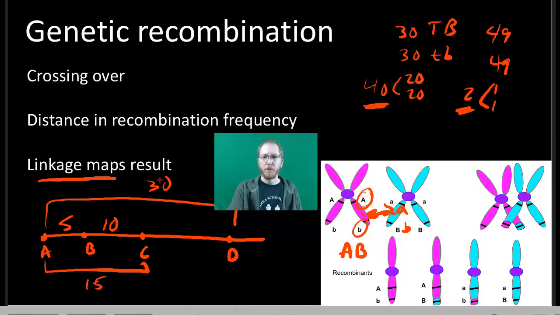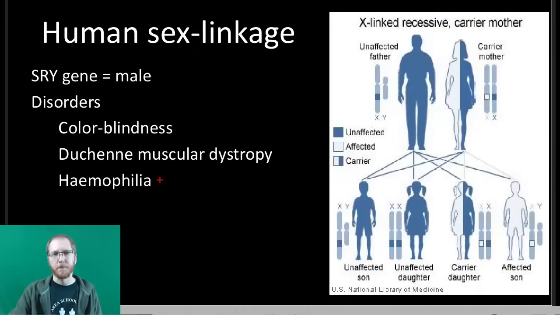And so this linkage map gives me a pretty good idea of how far apart things are, how often crossing over occurs, and how often then we'd expect it to be paired up.